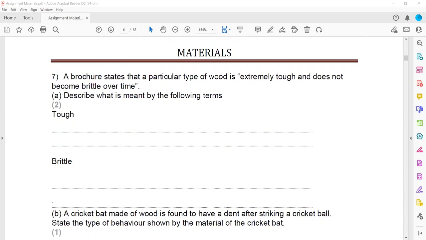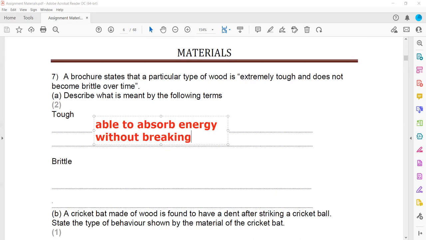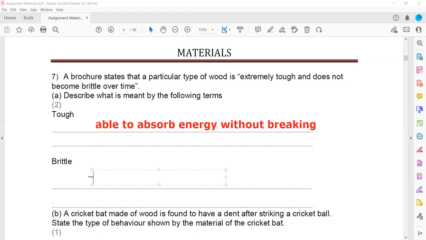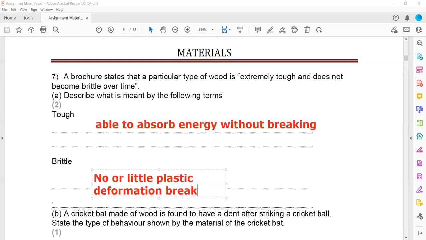or you can also mention able to absorb energy without breaking, or can show a considerable plastic deformation without breaking. What is the meaning of the term brittle? Brittle means that with no or very little plastic deformation an object can break. So brittle means there is no or little plastic deformation before it breaks down. That refers to a brittle material.